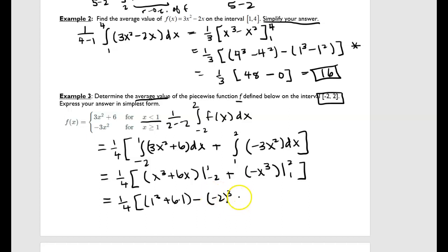I need another parenthesis there, plus 6 times -2. And then plus -2 cubed minus -1 cubed. You can change that to a plus if you want. And my bracket there. Now this would be an okay way to leave it on the AP test. However, we are going to simplify this. You can go ahead and simplify it on your own. You should get 5 for your answer.